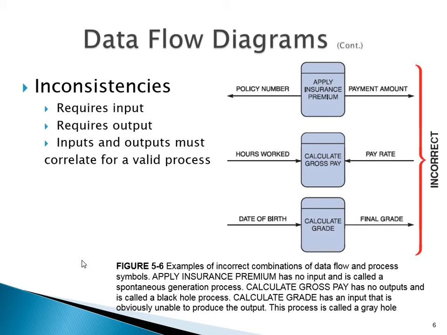Inconsistencies meaning that they require input. There's no input here. Apply insurance premium, there's just output, right? You're not putting anything in to be processed to output anything. So if you're identifying a process, make sure that you have input, not just output. Same thing here, you've got input coming in, but this is a process, nothing's being spit out. Date of birth, calculate grade, final grade. Why does that not make sense?